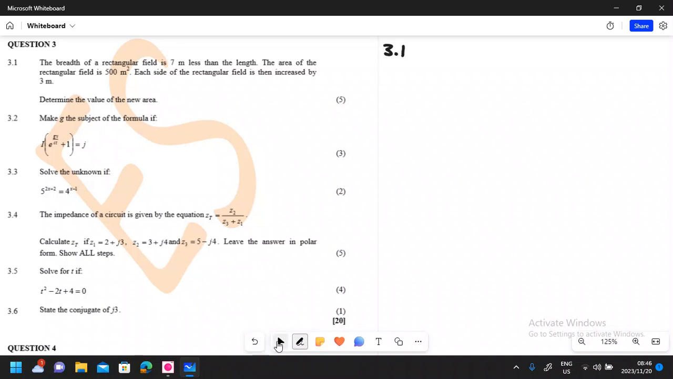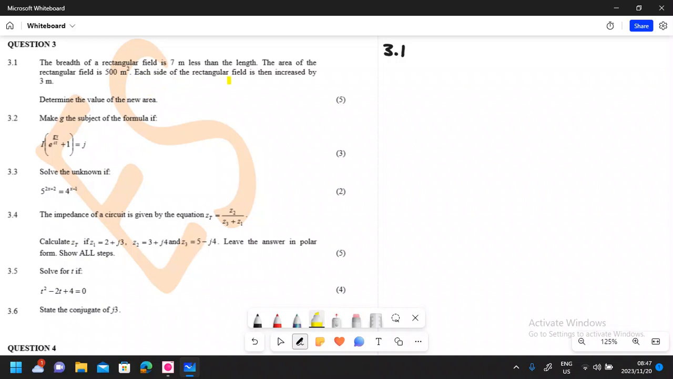Okay, now let's read this problem. But what kind of a problem is this one, guys? This is a word problem. As you can see, in this question you are given a statement. So let's try to analyze the statement and try to solve it. So what we have here, they say the breadth of a rectangular field is 7 meters less than the length. All right, and then they say the area of the rectangular field is 500 meters squared.